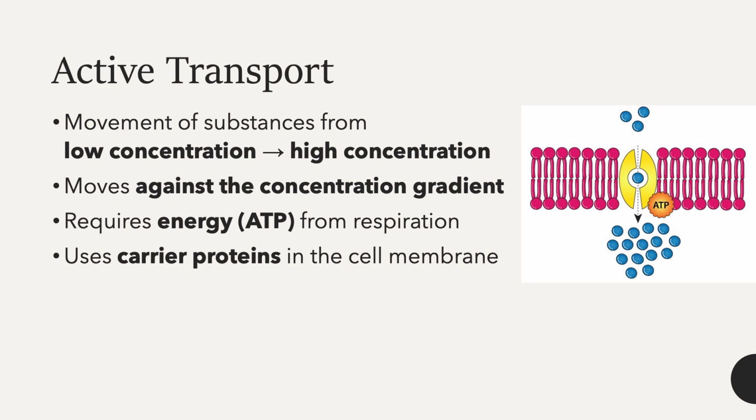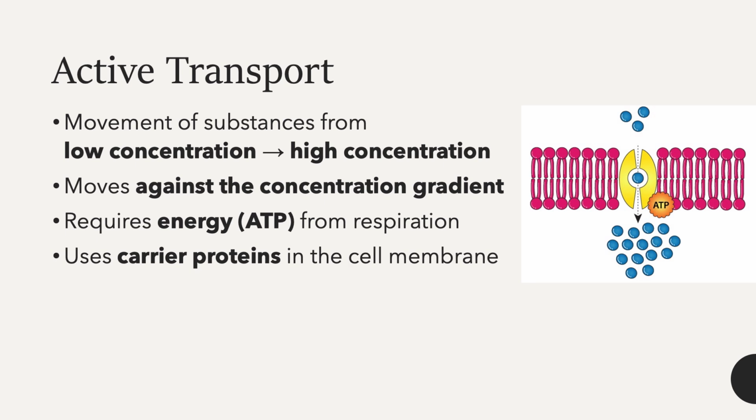Active transport is the movement of substances against a concentration gradient, from a region of low concentration to a region of high concentration across a cell membrane. This is an active process which requires energy. The energy is released during respiration in the form of ATP. Active transport uses carrier proteins in the cell membrane that change shape in order to move substances into or out of the cell.